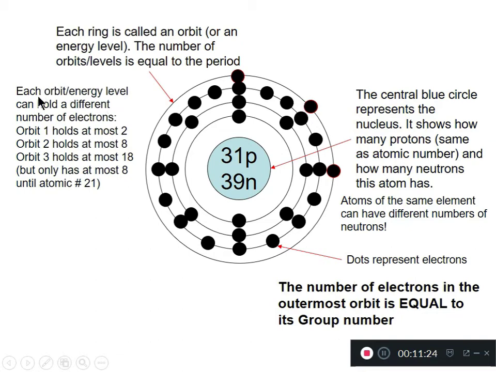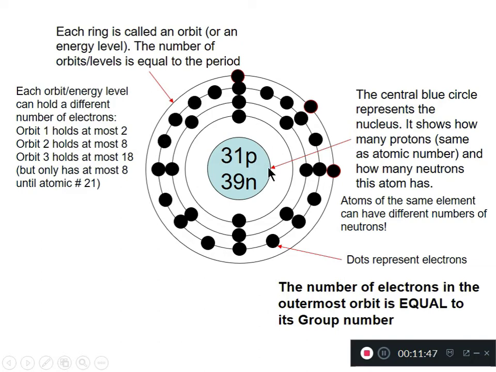And I also know that I can figure out the total number of dots should be 31 because this has 31 protons, so it should have 31 electrons. Let's see, 1, 2, 3, 4, 5, 6, 7, 8, 9, 10, 11, 12, 13, 14, 15, 16, 17, 18, 19, 20, 21, 22, 23, 24, 25, 26, 27, 28, 29, 30, 31.